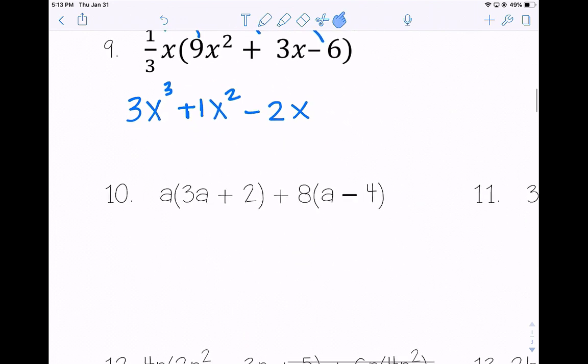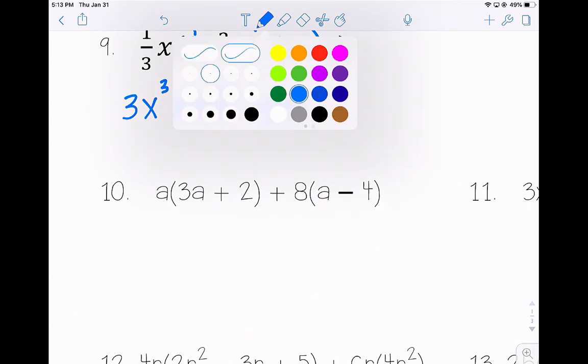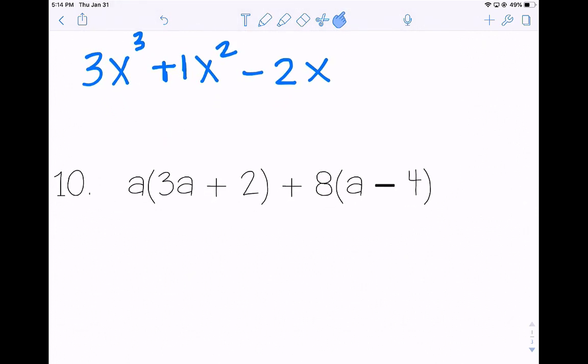Okay, so now number 10, 11, 12, and 13 are combining notes from today, so distribution, with notes from yesterday where we were adding and subtracting. So we can't forget yesterday our rules for adding and subtracting. So this first one, we're distributing a to 3a. That's going to be 3a squared. A to 2 is plus 2a. We stop distributing an a because our parentheses here ends.